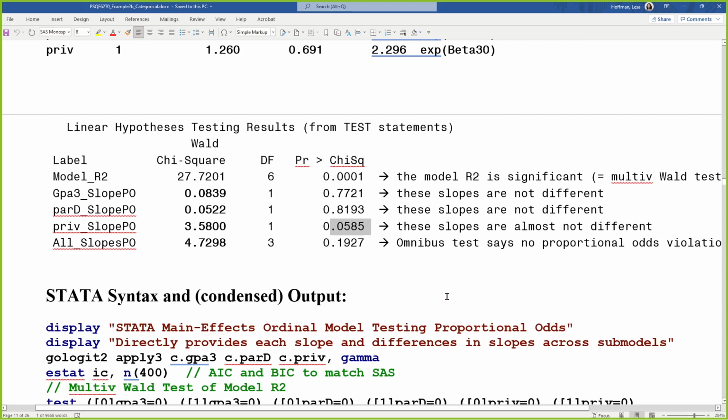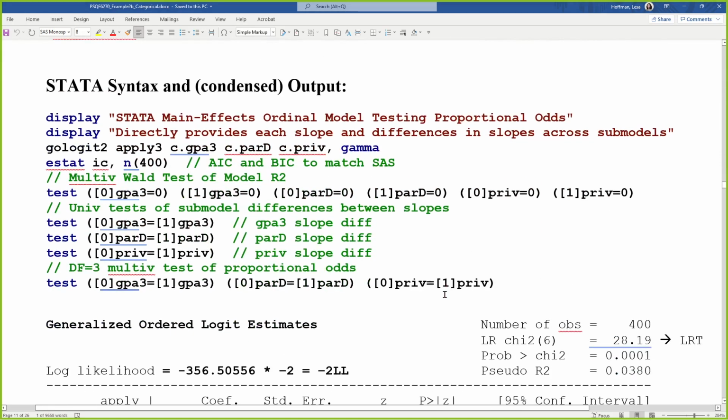Now, wouldn't it be nice if I could get all of this at once without having to type so much? Wouldn't that be nice? Stata folks, this one's for you. The Go Logit 2 package anticipated this need. The option gamma provides you with direct tests of whether the slopes are different across submodels. 5 little letters. It's amazing. I went ahead and wrote it out because I wanted you to see how you would ask for it if that weren't given to you as an option.